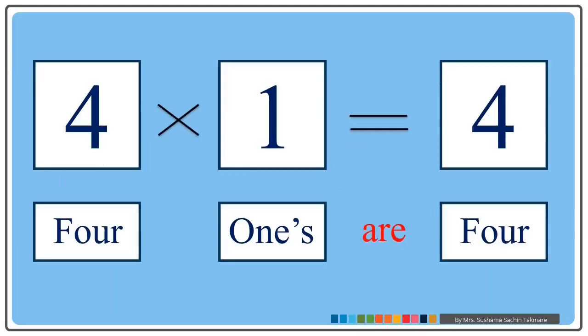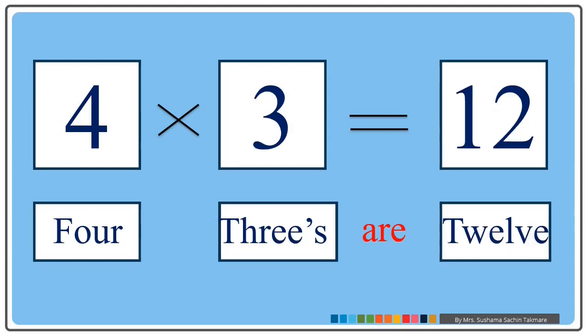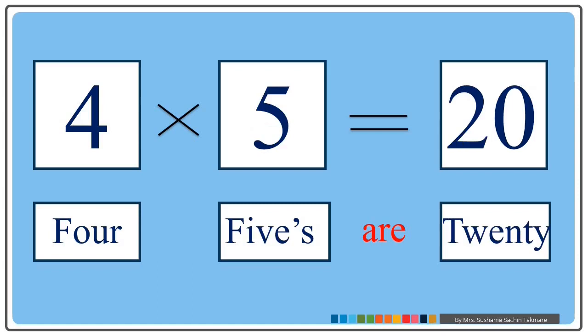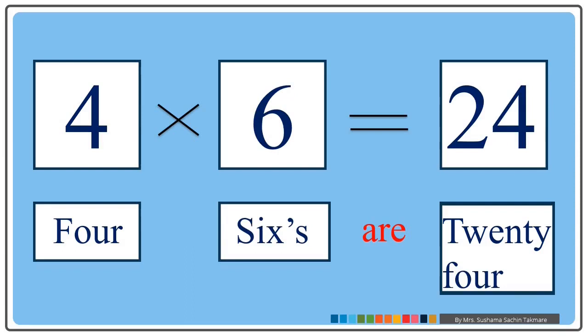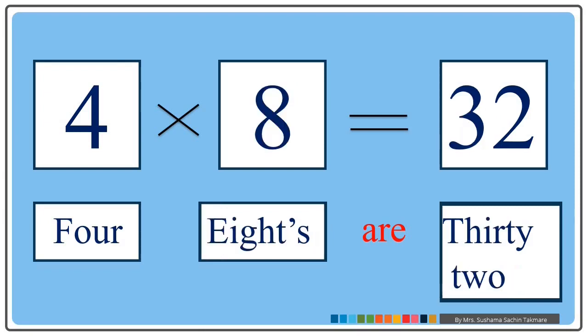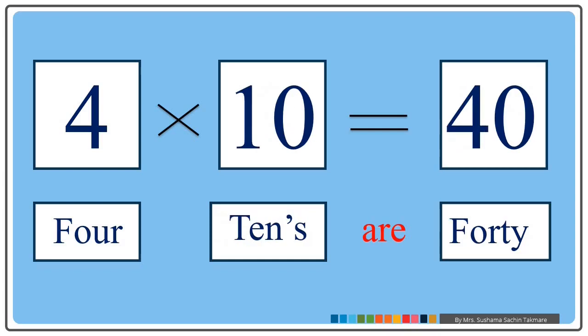Table of 4. 4 ones are 4. 4 twos are 8. 4 threes are 12. 4 fours are 16. 4 fives are 20. 4 sixes are 24. 4 sevens are 28. 4 eights are 32. 4 nines are 36. 4 tens are 40.